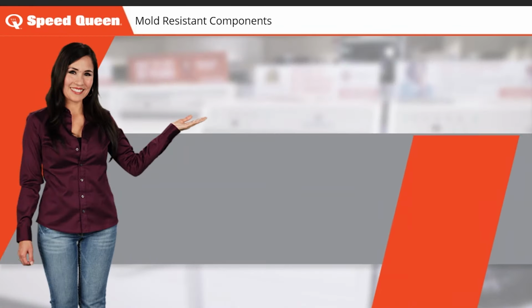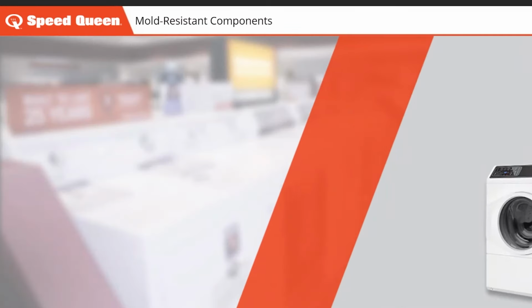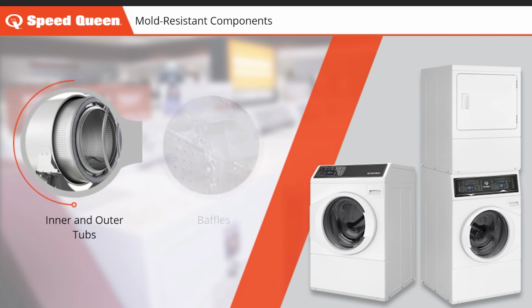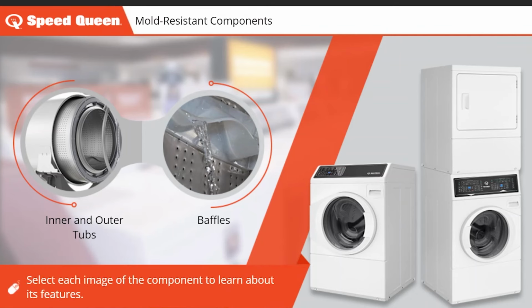Let's now discuss the non-porous, mold, and smell-resistant components of Speed Queen front-load washers. Speed Queen front-load washers house components such as the inner and outer tubs and baffles. These components are far superior to similar components of competitor machines. Let's discuss each of these components in detail. Select each image of the component to learn about its features.